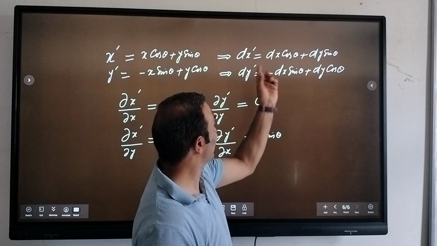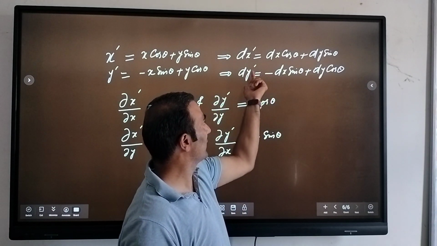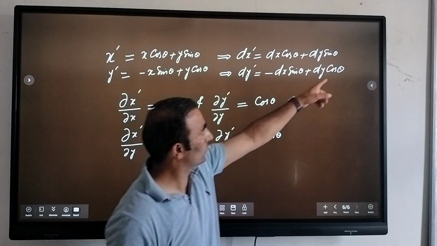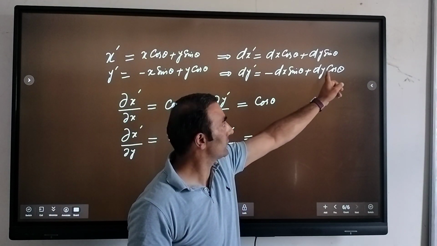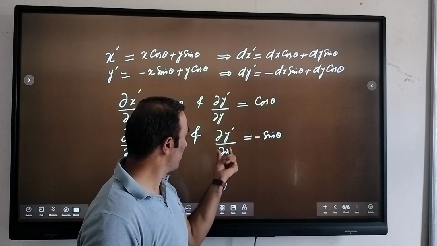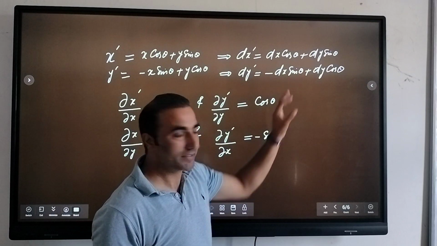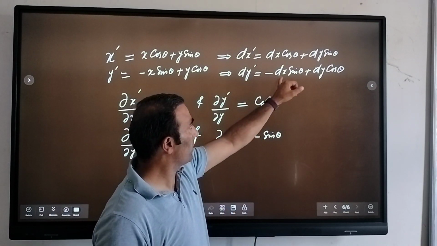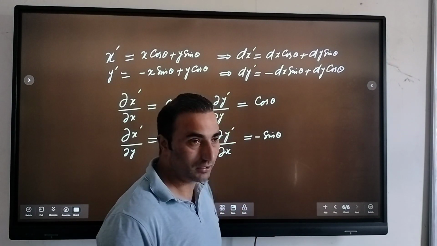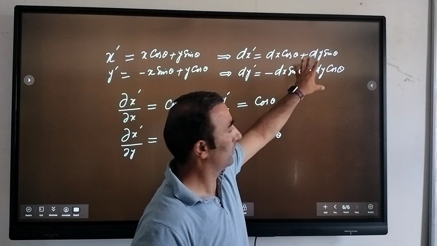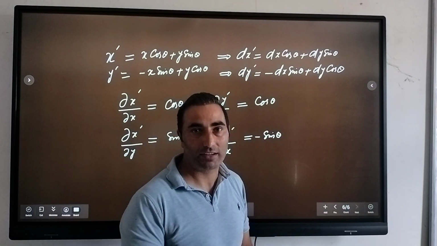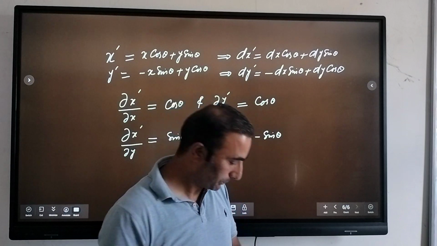Similarly, in the second equation, partial y prime by partial y is cos theta. This term will survive because this is equal to 1. And if you take its variation with respect to x, that's partial y prime by partial x, which should be equal to minus sin theta. So we have these kinds of equations from these transformations when we are calculating the differential elements dx prime and dy prime.